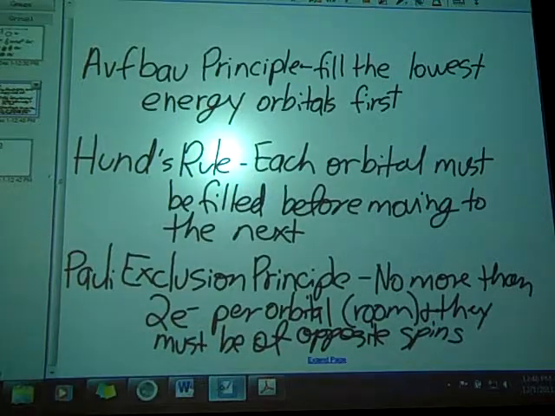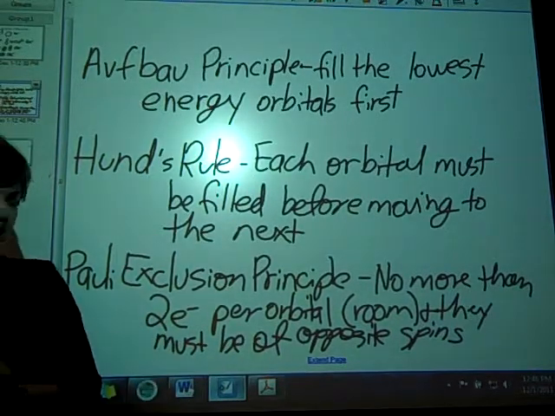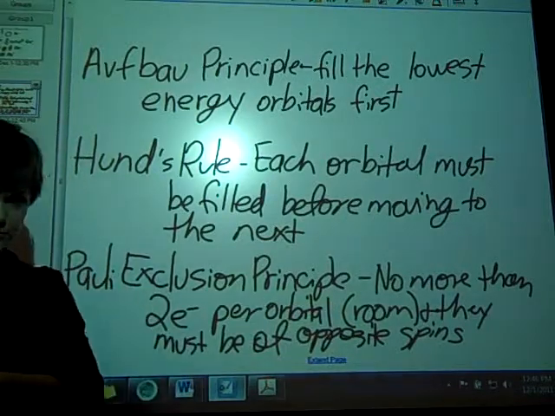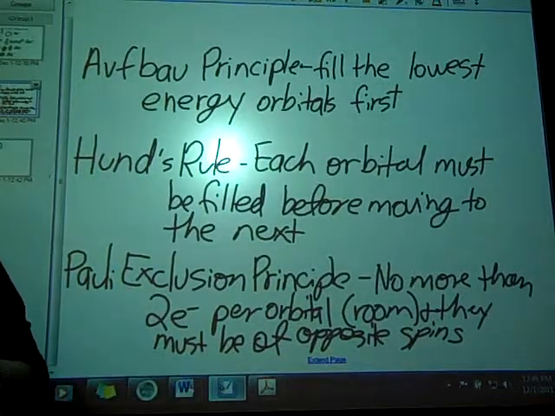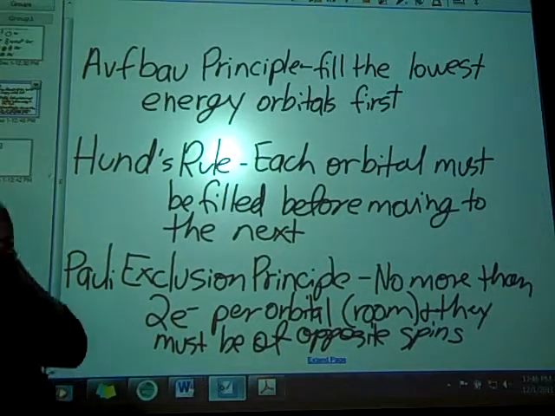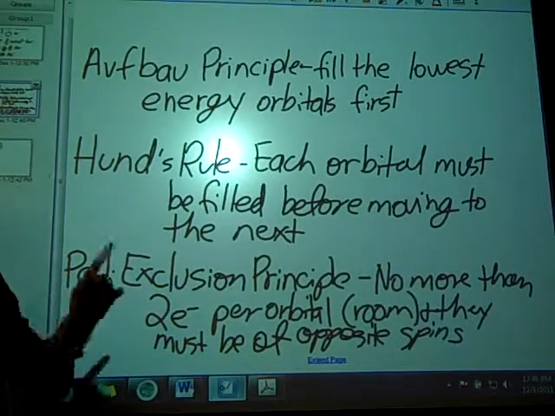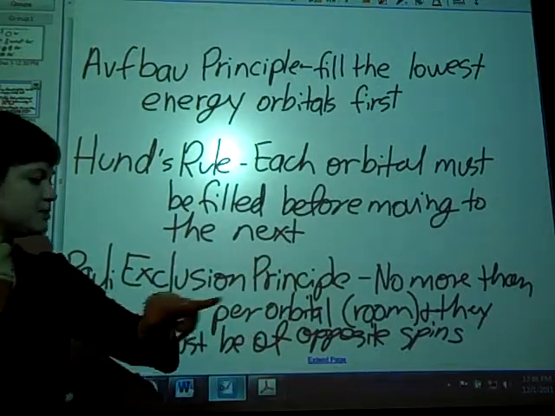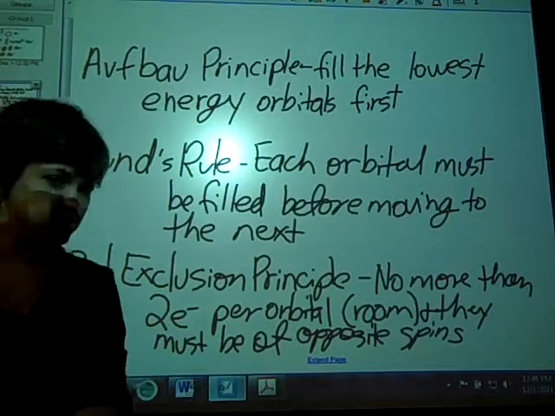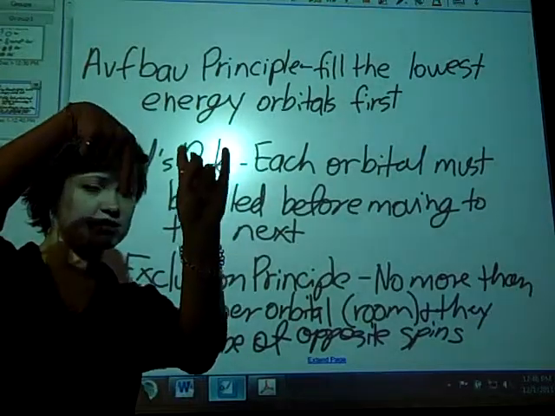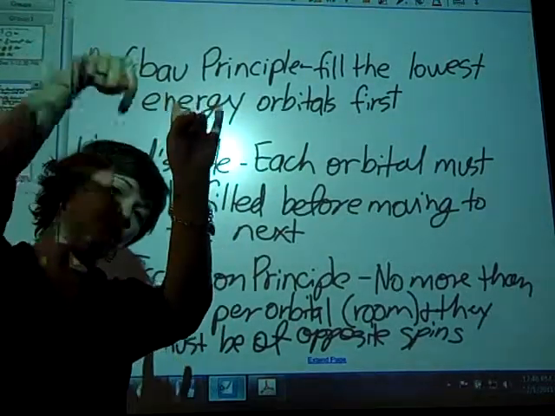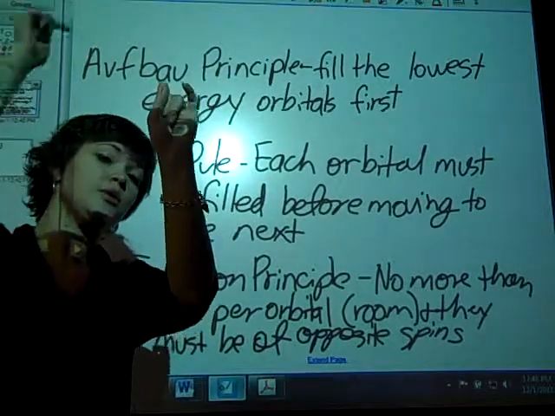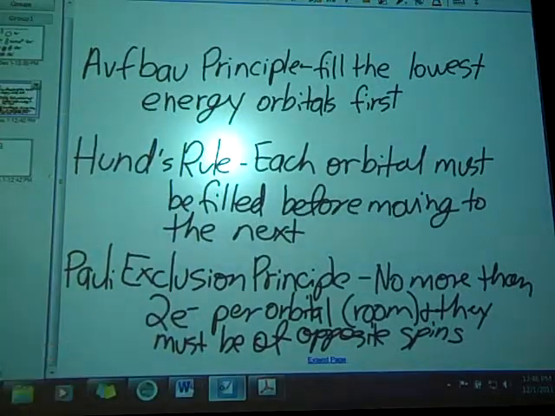It says no more than 2 electrons per room in our config, which will make more sense when I show you spin diagrams. And these 2 electrons must be of opposite spins. So, just like poles of a magnet, one has a positive spin, one has a negative spin. One spins up, one spins down, for sake of explanation. So, let's get right to it.